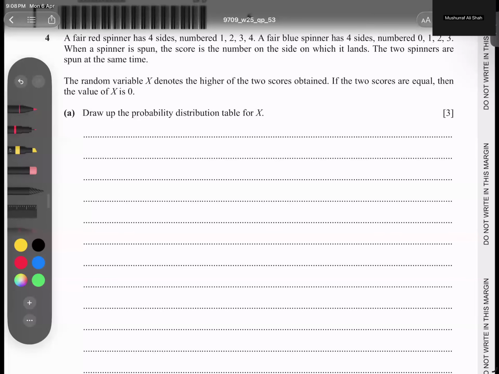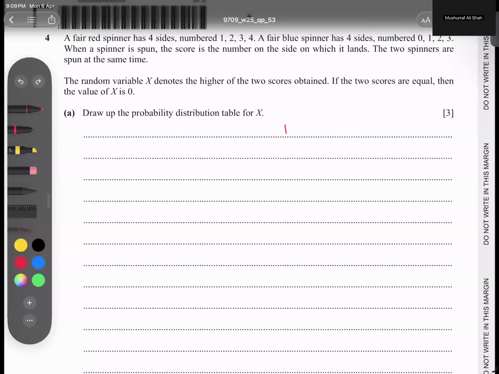Question number 4, students. We have a red spinner with numbers 1, 2, 3, 4, and a blue spinner with 0, 1, 2, 3. When a spinner is spun, the score is the number it lands on. The two spinners are spun at the same time. X denotes the higher number of the 2 scores obtained. For example, for 1 and 2 we take the higher number, 2. And if the scores are equal, then we take that number.